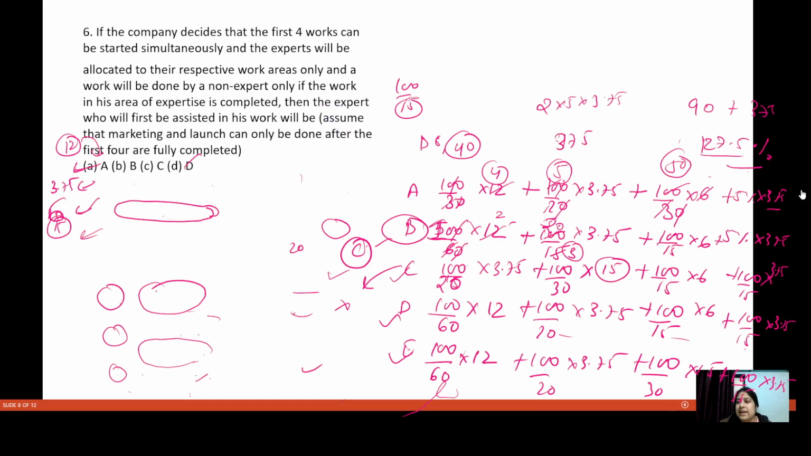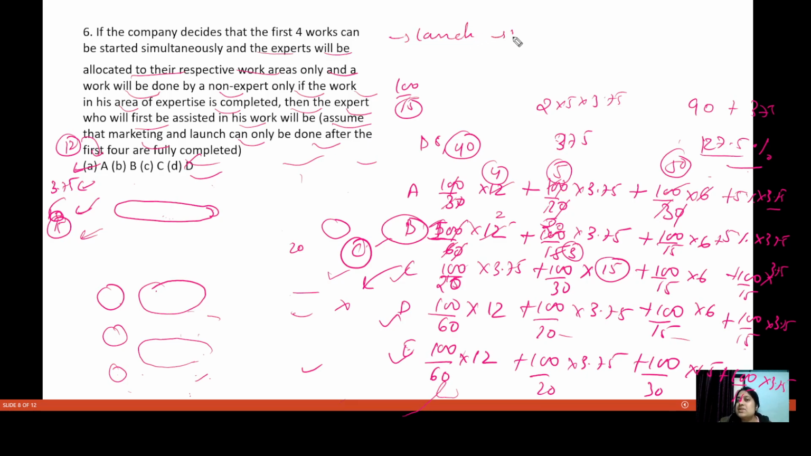Now the company is saying, if the company decides that the first 4 works can be started simultaneously, an expert will be allocated to their respective work areas only, and only when a work will be done by a non-expert, only if the work in his area of expertise is completed, and then the expert who will be first assisted in his work. It will be assumed that marketing and launch can only be done after the first 4. So what this question is saying, see, first we calculated the number of days. In the first question we calculated the number of days to launch a new toy.